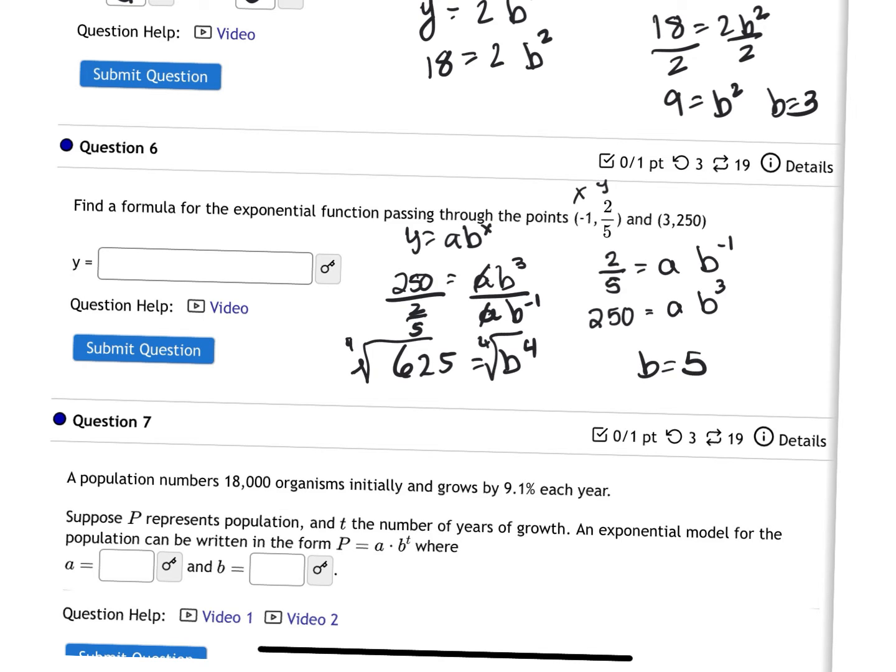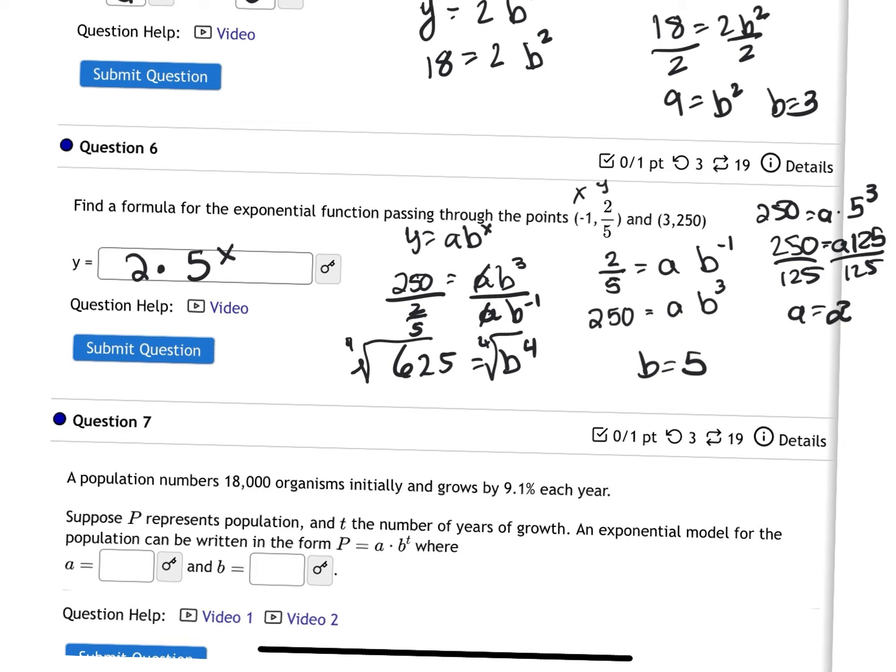So I know that b equals 5 now. I can plug into either of these equations and solve for a. So 250 equals a times b to the 3rd, 5 to the 3rd. 250 equals a times 125. 5 times 5 times 5 is 125. Divide both sides by 125. a equals 2. So my answer is y equals 2 times 5 raised to the x power.